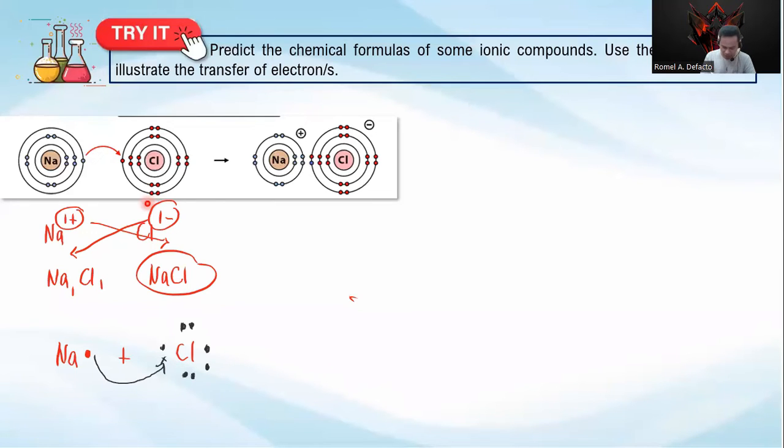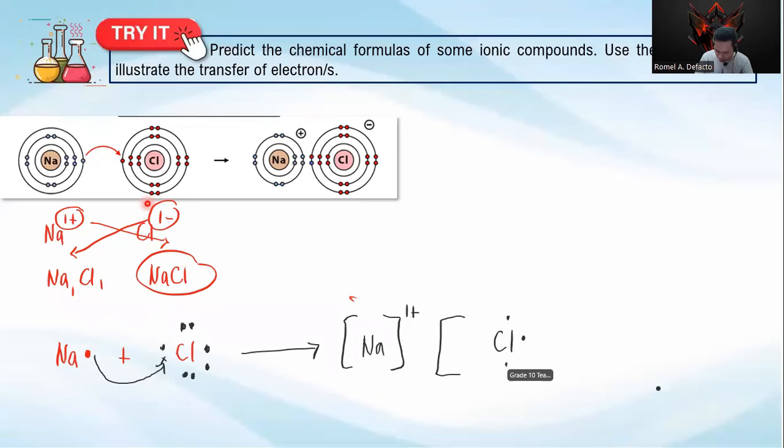What will happen then? So, your Na will now become Na, losing the electron. So, since it loses one electron, that will become 1 positive. Okay? And then, the chlorine is complete now. So, that's Cl. That's 1, 2, 3, 4, 5, 6, 7, and then 8. Since it accepts one more electron, that will become 1 negative. So, that's what's happening here.